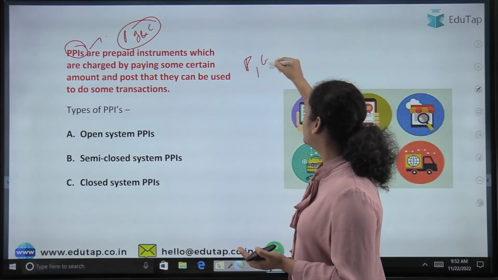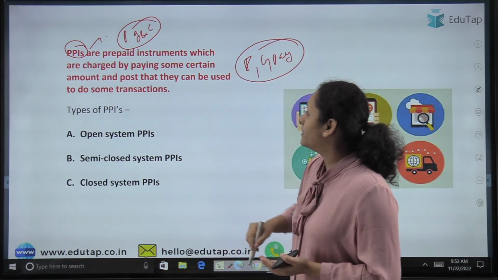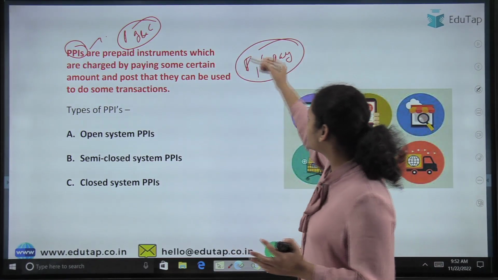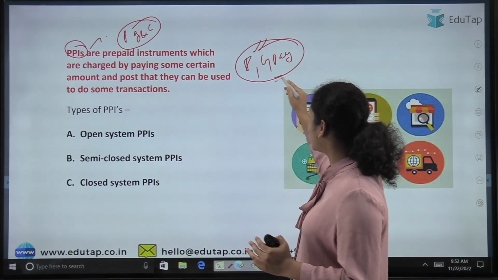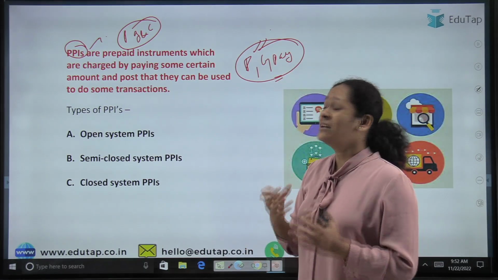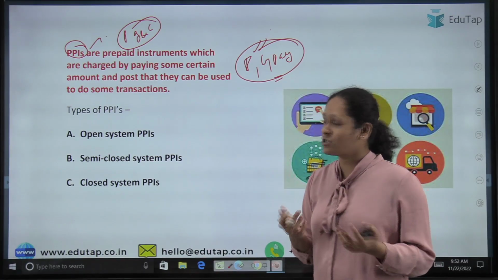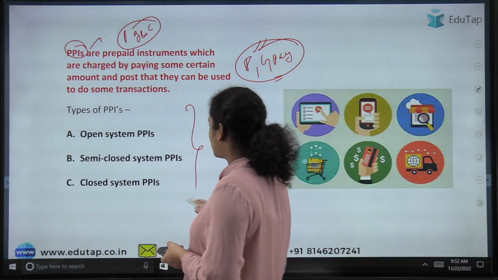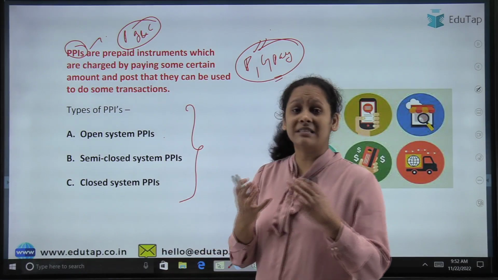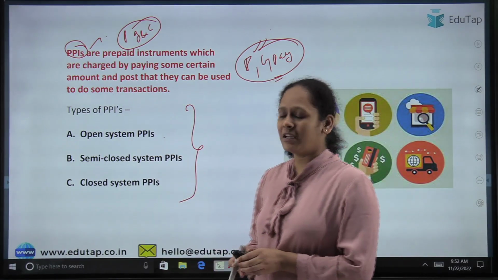Paytm, Google Pay. Okay. These are examples of PPI wherein you have to recharge the wallets, and then you can use them for making transactions at various merchant stores, buy tickets, send amount to your relatives, which is called remittance or transfer. Now these PPIs are of 3 types. Open system, semi-closed system, and closed system. Let us understand each of them in detail.